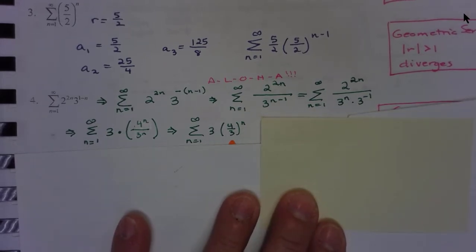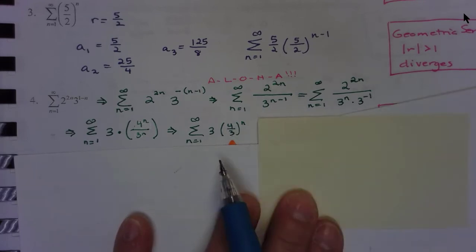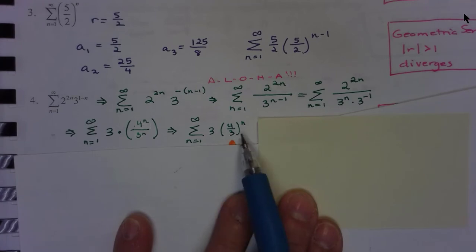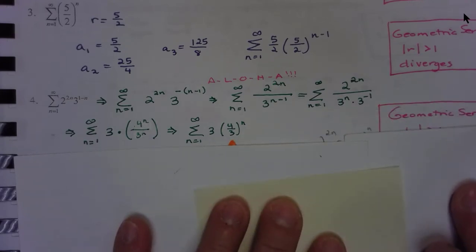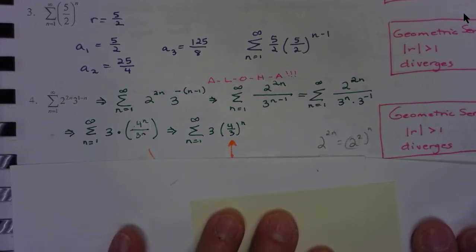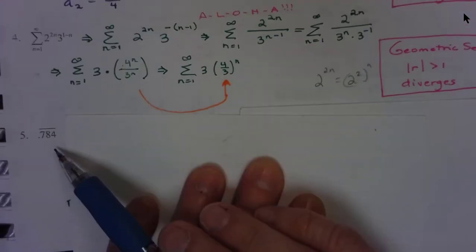Now, is this geometric? Yes. A sub 1 times r. In this case, it would be to the n, and my r absolute value is greater than 1. So my series diverges.